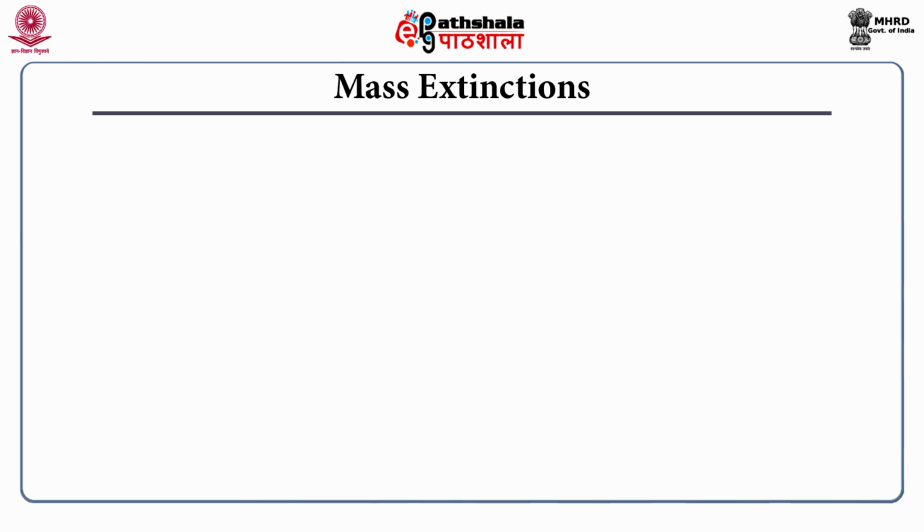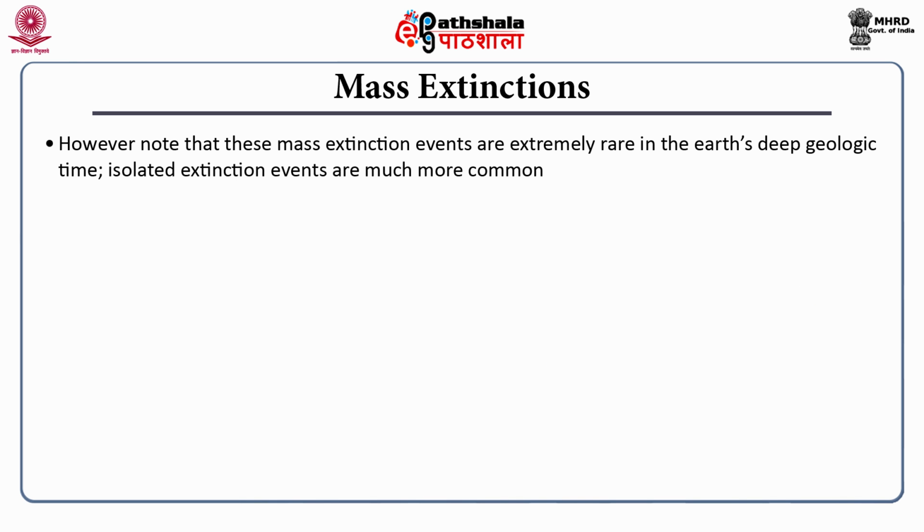So, mass extinction events, what are these? You should note that mass extinction events are extremely rare in Earth's deep geologic time. Isolated extinction events are much more common. Local extinction events are a lot more common. Background extinction events might have caused a lot more species extinctions than the mass extinction events, but mass extinction events are very interesting because they caused the extinction of a lot of species en masse. Almost more than 70% of all species will go in one go.